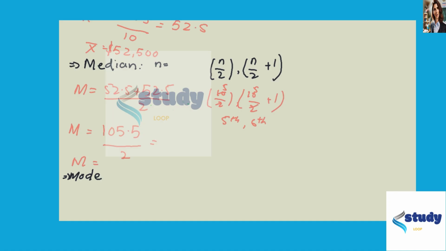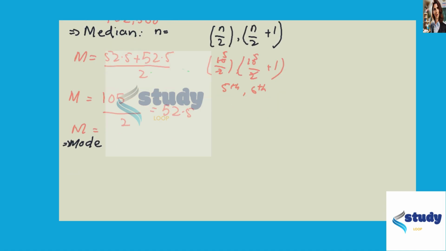Sorry, this is not point 0.5, as we add this 2 point, we get 10 and 1 is carry, so it is 105 divided by 2, that is 52.5. So the median will be $52,500.